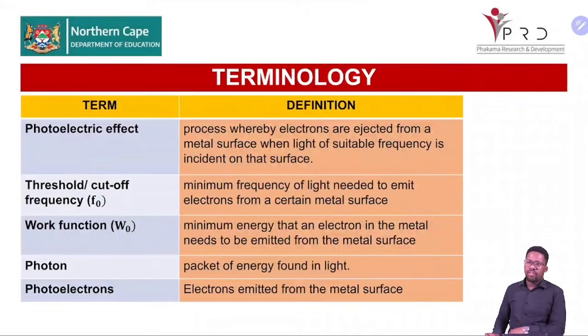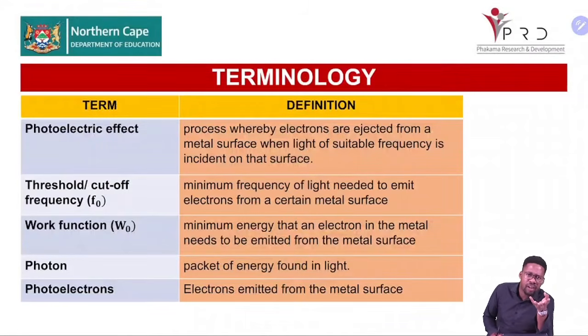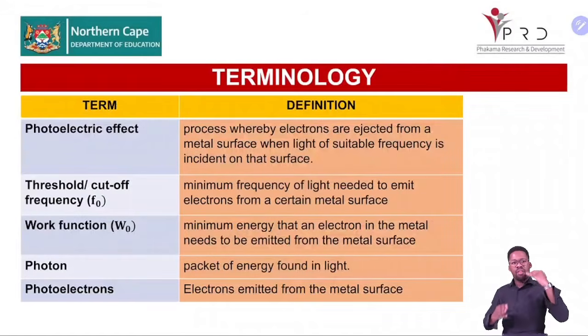Number 2, threshold frequency. We are talking about the minimum frequency needed to eject electrons from a certain metal surface. So all the metal surfaces have different threshold frequencies. Like for instance, zinc has the lowest threshold frequency to eject electrons, meaning that it is easier to eject electrons from a zinc metal than from sodium, magnesium, copper or cobalt.